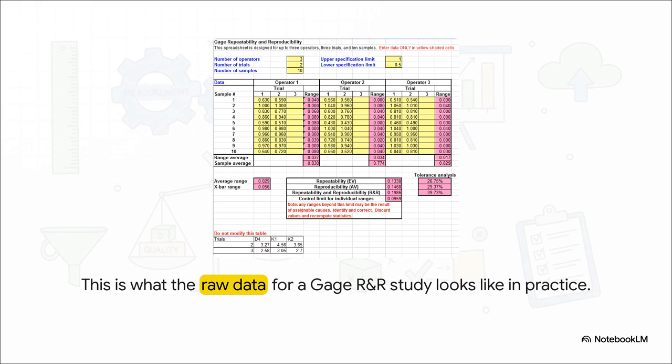And this is what it can look like in the real world. Now, don't get bogged down in the individual numbers, just look at the layout. See, you've got your different operators, your different parts, and each one is measured a few times. This is the raw data that gets fed into the machine, so to speak, to figure out how much variation is coming from the equipment and how much is coming from the people.